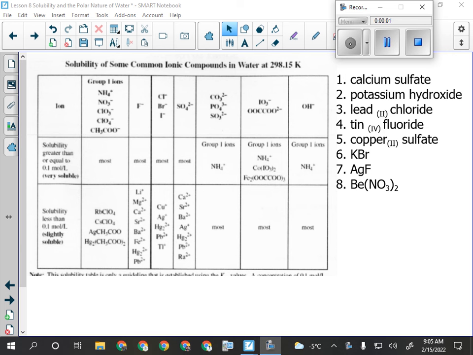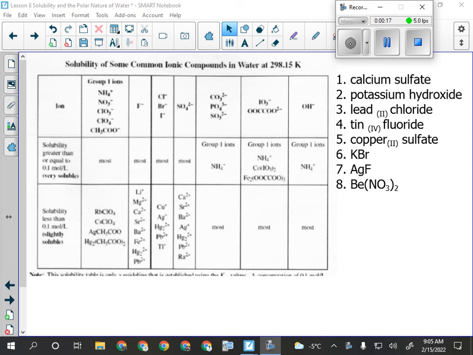So judging from how we did with our quiz, using the solubility chart is not terribly difficult, but we're going to quickly go through these 8 before I move on to telling you the other half of that lesson I didn't get to on Friday, which is the polar nature of water.